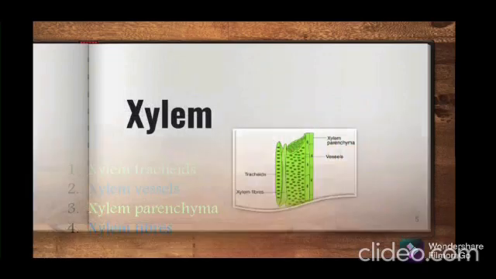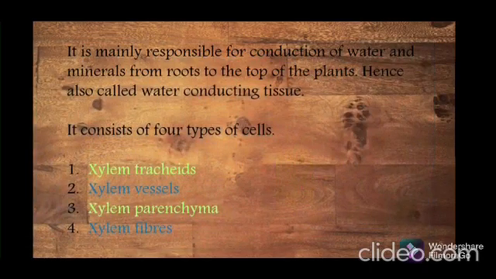Xylem. It is mainly responsible for conduction of water and minerals from roots to the top of the plants, hence also called water conducting tissue. It consists of four types of cells: xylem tracheids, xylem vessels, xylem parenchyma, and xylem fibers.